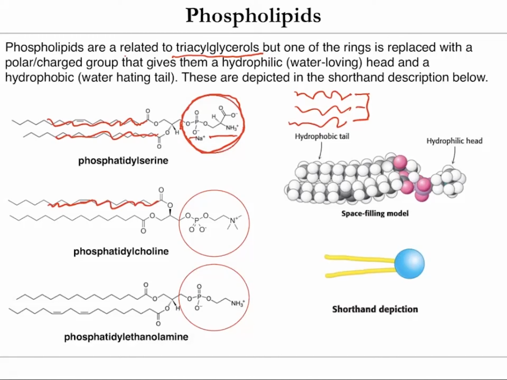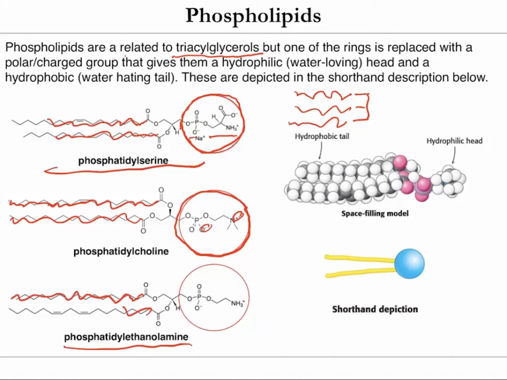So here, this one up here is called phosphatidylserine. This one's called phosphatidylcholine. And so it has those 2 hydrocarbon chains and then this head group with a positively charged group and a negatively charged phosphate. And then here is another one, phosphatidylethanolamine. Again, it has 2 hydrocarbon chains over here, but then that 3rd position on glycerol is replaced with a negatively charged phosphate group and a positively charged amino group.